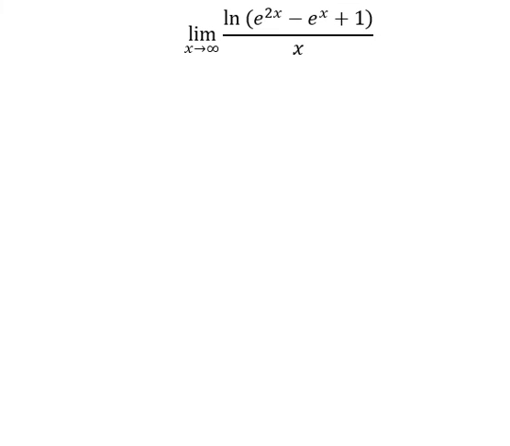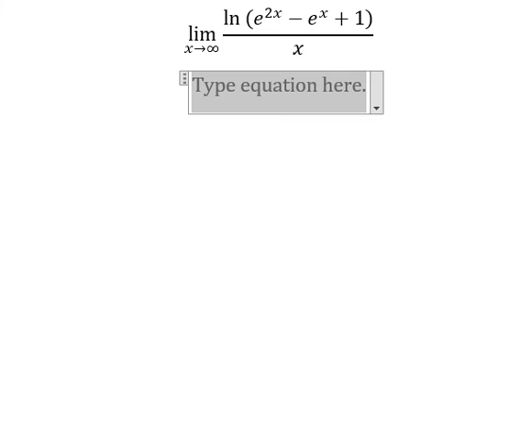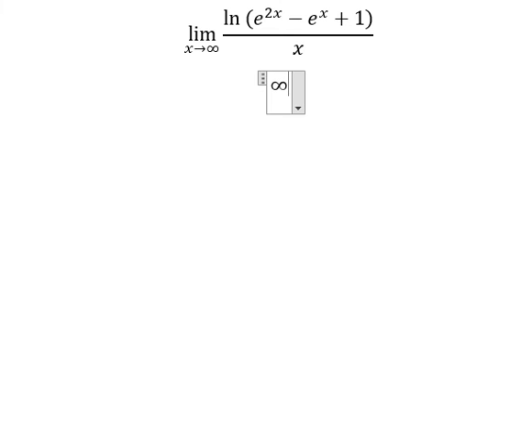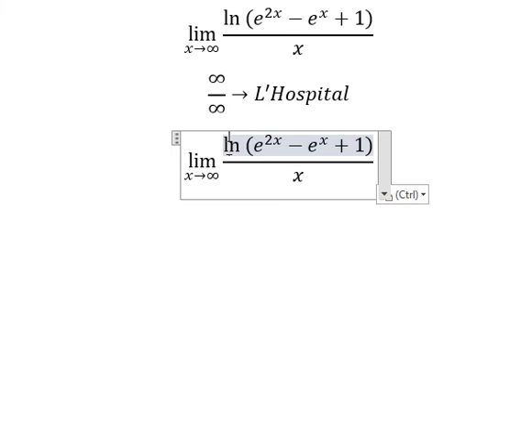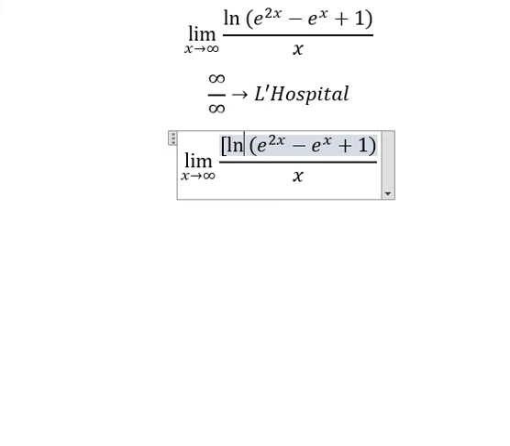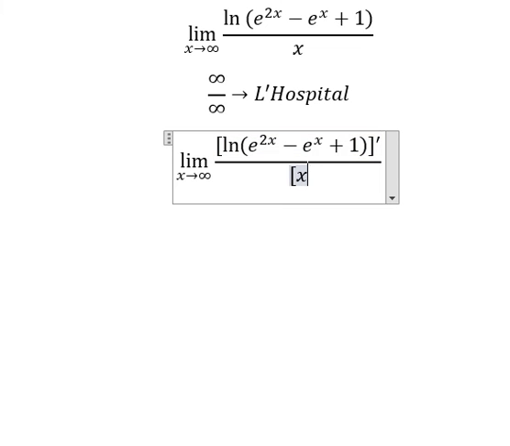So we have positive infinity over positive infinity. So we can use L'Hospital's rule. So we do the first derivative on the numerator and denominator.